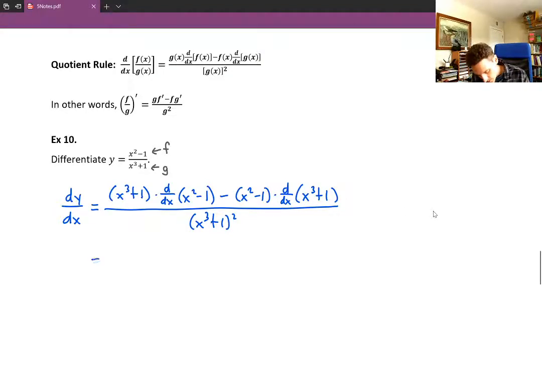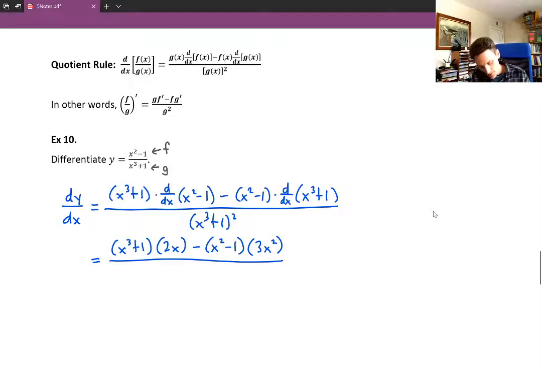So let's go ahead and take the derivatives of those simpler functions. What's the derivative of x squared minus 1? If you said 2x, you're correct. The derivative of x cubed plus 1. If you said 3x squared, that's correct. Remember, the derivatives of those constants disappear. And the bottom, we're not taking the derivatives at all on the bottom.